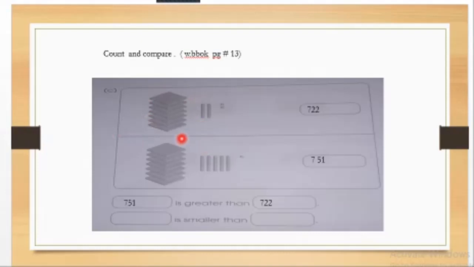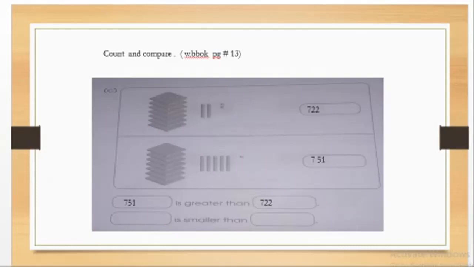Can you tell me what number each big square represents? Yes, I'm sure that most of my students know that. So each big square represents 100. So first of all, students, let's count the hundreds. 100, 200, 300, 400, 500, 600, 700. Yes, they are total 700. So you are going to write 7 over here, which is already written over here.